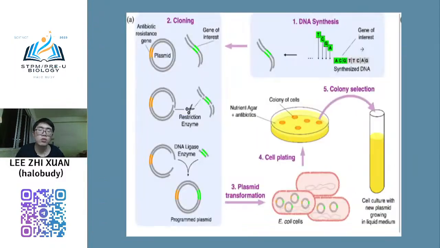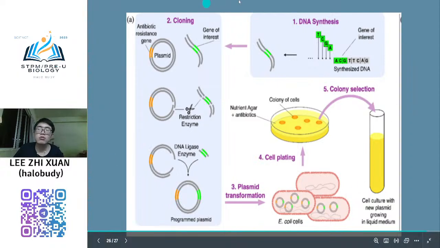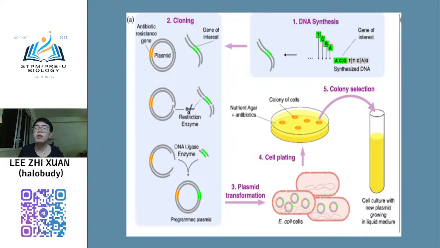So finally, this is all the process that you need to use, the overall genetic engineering process. Finally you use this cell culture. This cell culture already contains all the recombinant E. coli. This E. coli you can use in many fields, to see your gene of interest.